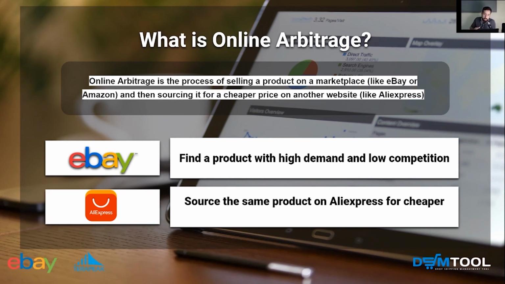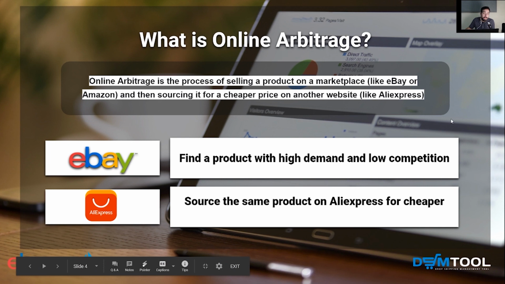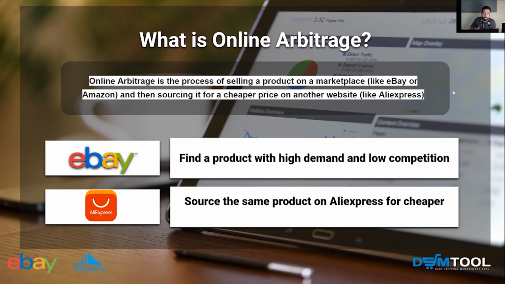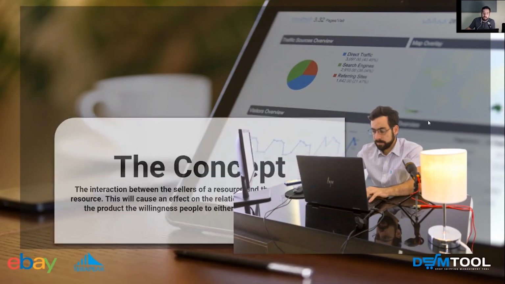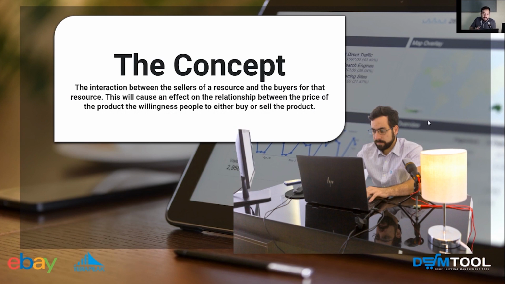So let's talk a little bit about a concept on marketing that is called supply and demand. I think most of you have actually learned the concept of what that is, or at least heard about it, right? So to give you the concept in simple terms as well, this is the interaction between the sellers of a resource and the buyers for that same resource. This will be causing an effect on the relationship between the price of the product and the willingness of the buyer, or the user in this case on e-commerce, to either buy that product, or if you're a seller, in this case dropshipper like us, then to sell the product.